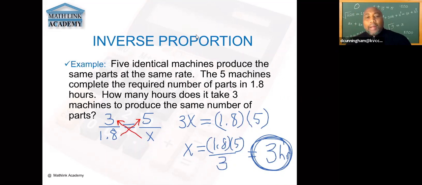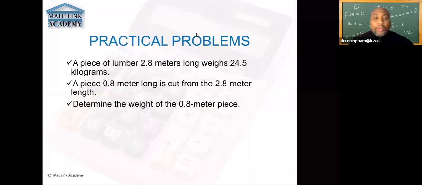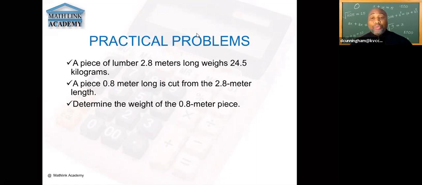So let's look at one more problem, see if it's direct or if it's an indirect proportion, at least get the idea, and then how to set it up. So here's our problem. A piece of lumber is 2.8 meters long and it weighs 24.5 kilograms. A piece 0.8 meter long is cut from that 2.8 meter length. So we're cutting it a little shorter. It says determine the weight of the 0.8 meter piece. So let you think about it. Is it directly proportional or indirectly?